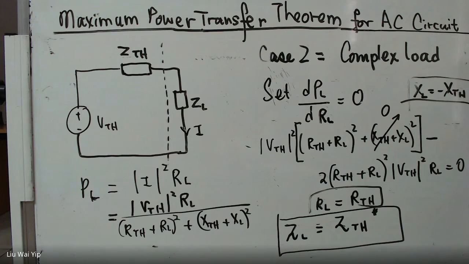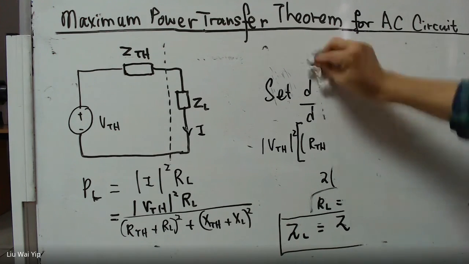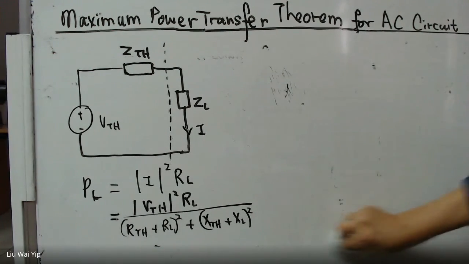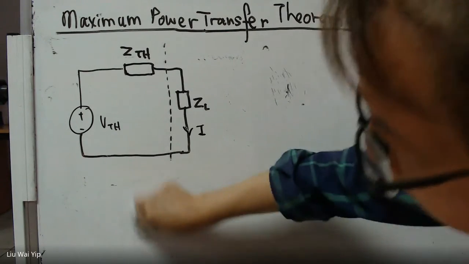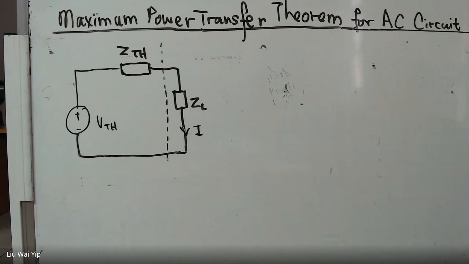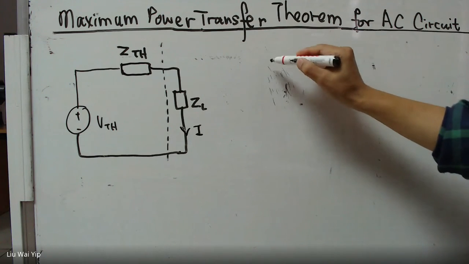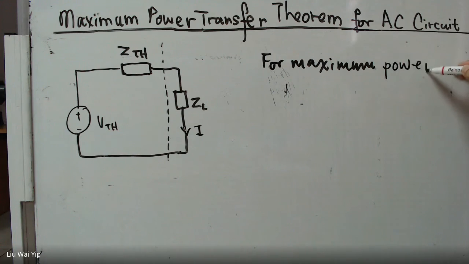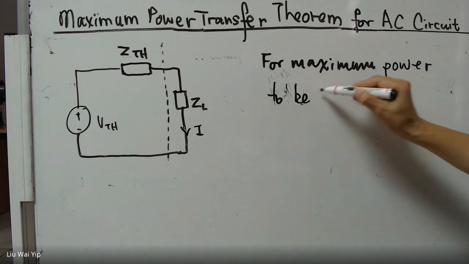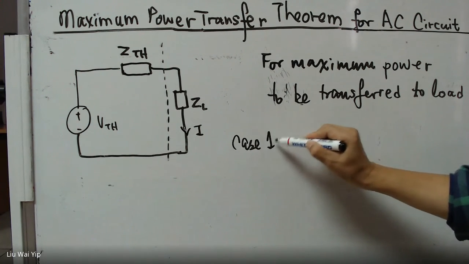So let's summarize what we have learned. According to what we have derived, what we have analyzed, for maximum power to be transferred to the load, we have two cases. Case one, purely resistive load.